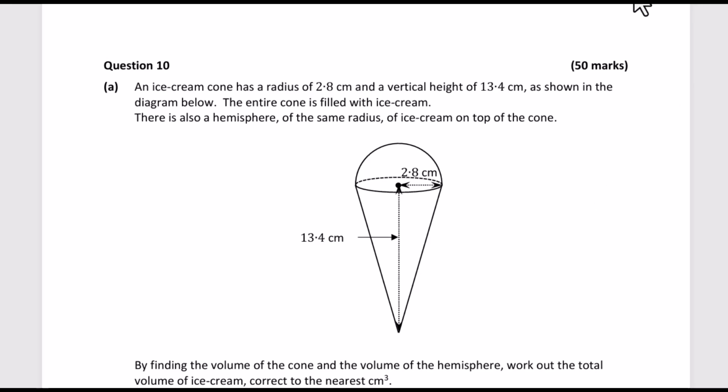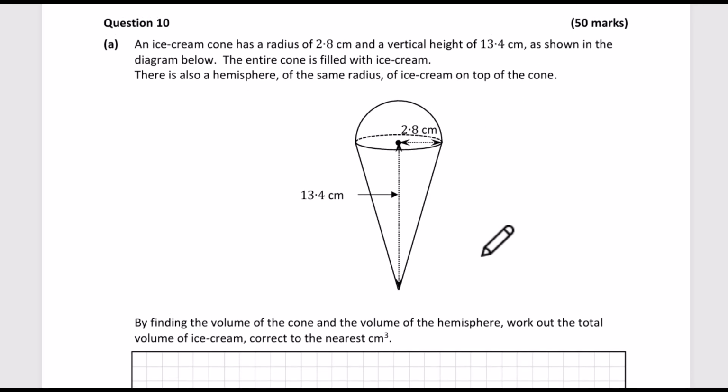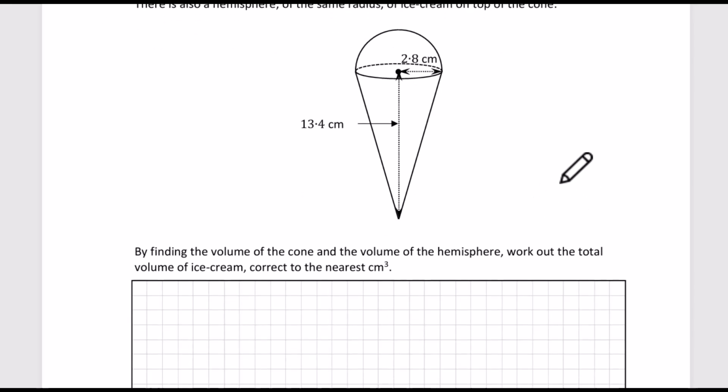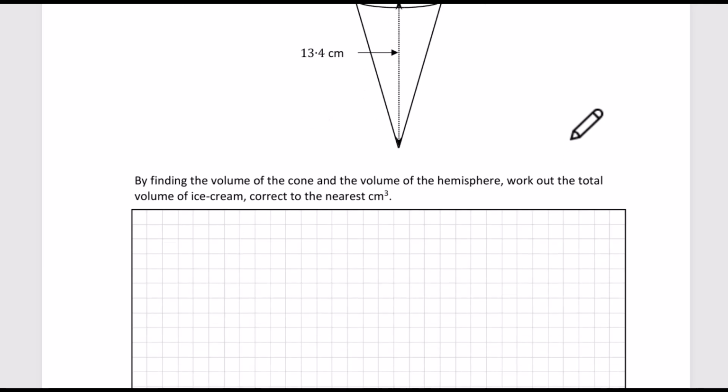Okay, so question 10. An ice cream cone has a radius of 2.8 centimeters. We have that here. Vertical height of 13.4 centimeters. That's here. The entire cone is filled with ice cream. There is also a hemisphere of the same radius of ice cream on the top of the cone. By finding the volume of the cone and the volume of the hemisphere, work out the total volume of ice cream correct to the nearest cubic centimeter.